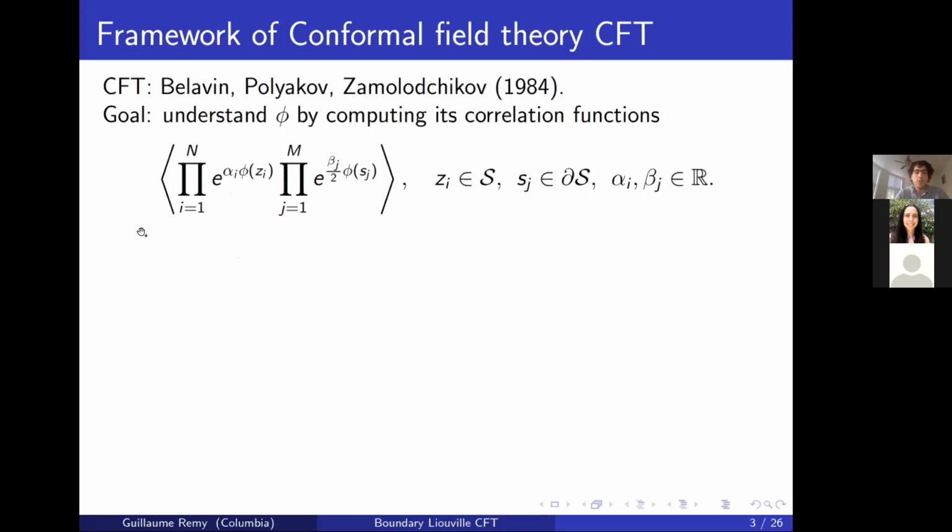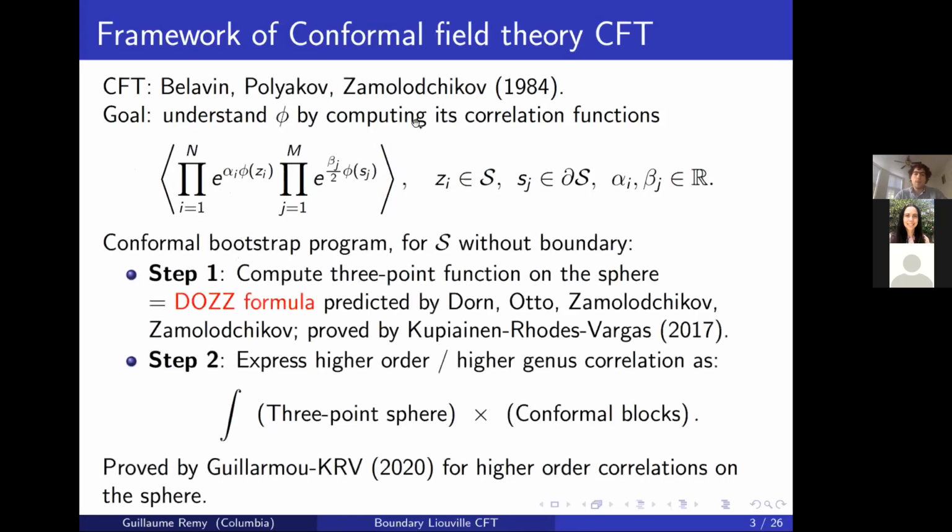And these correlation functions fit into the framework developed by Belavin, Polyakov, Zamolodchikov. They have a program called the Conformal Bootstrap program that allows you, in principle, at the level of physics, to compute these correlation functions. So there are 2 steps in this program. On this slide, I first highlight them when the surface S has no boundary.